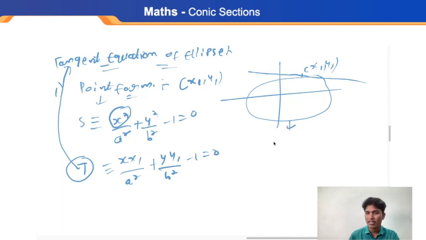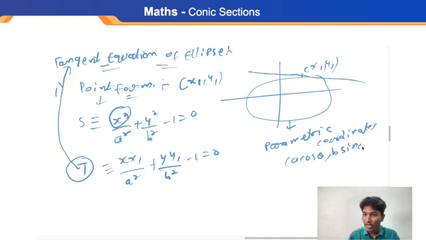And in the case of ellipse, the parametric coordinates are a cos theta, as same as circle only, but here it will be b sin theta, not a sin theta. If it is a, it will be the circle. Suppose, it is very obvious, if b is equal to a, here x square plus y square is equal to a square, which is a circle equation.